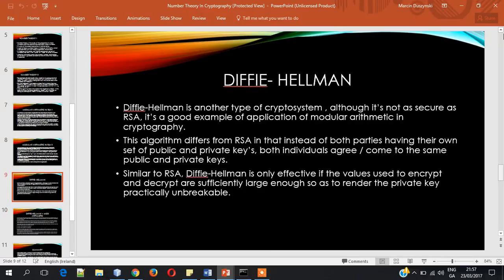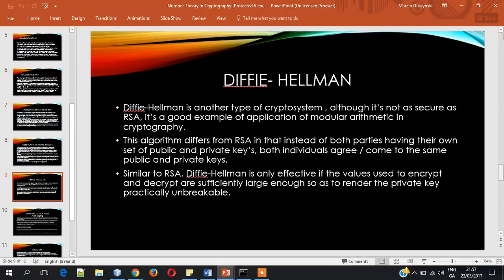So Diffie-Hellman is not a type of crypto system. It's more of an asymmetric key creation system that creates symmetric keys to be used with other crypto systems or other ciphers. Although it's not as secure as RSA, it's a good example of the application of modular arithmetic in cryptography. This algorithm differs from RSA in that instead of both parties having their own set of public and private keys, both individuals agree on the same public and private keys.